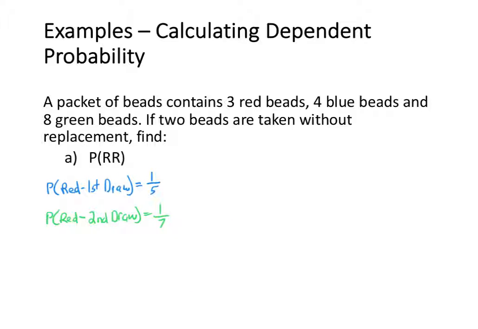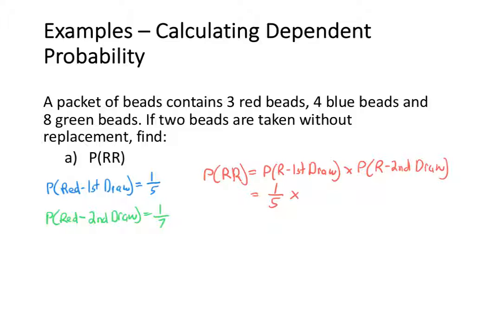My last step is to calculate the probability of getting 2 red beads. I calculate that by multiplying the probability of getting a red on my first draw by the probability of getting a red on my second draw. So that is 1/5 multiplied by 1/7, which equals 1/35. So the probability of getting 2 red beads is 1/35.